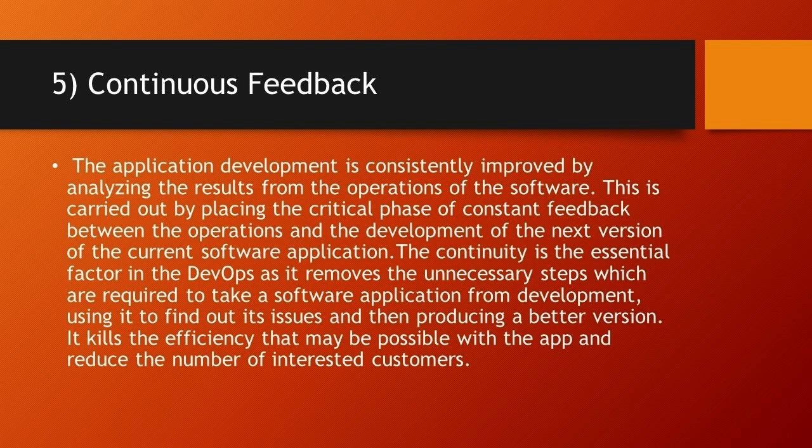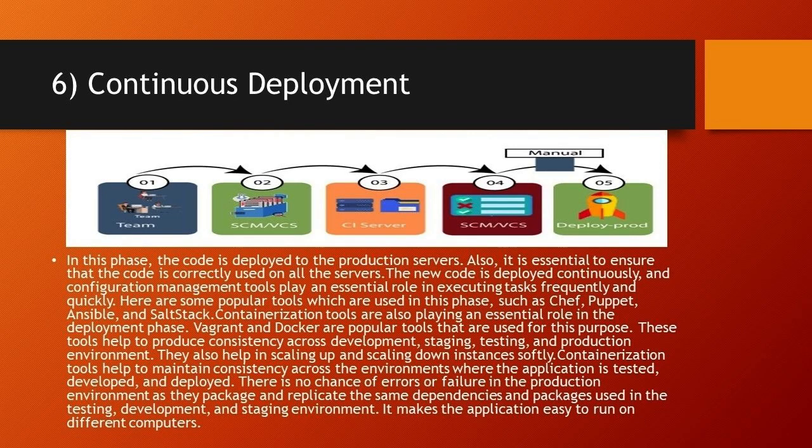6. Continuous deployment. In this phase, the code is deployed to the production servers. Also, it is essential to ensure that the code is correctly used on all the servers. The new code is deployed continuously, and configuration management tools play an essential role in executing tasks frequently and quickly. Here are some popular tools which are used in this phase, such as Chef, Puppet, Ansible, and SaltStack.